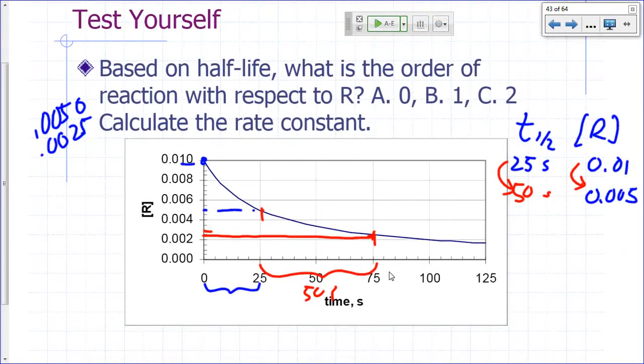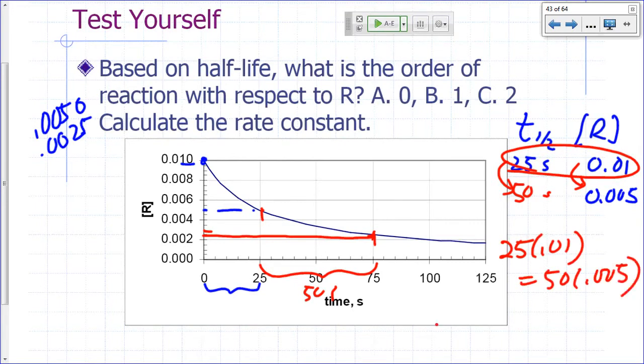In fact, if you multiply half-life times the starting concentration, 25 times 0.01, that's going to be equal to 50 times 0.005. Remember your Boyle's law? P1 V1 equals P2 V2. Whenever the product of two things is a constant, we say they are inversely proportional. So the half-life and the concentration are inversely proportional if the reaction is second order.